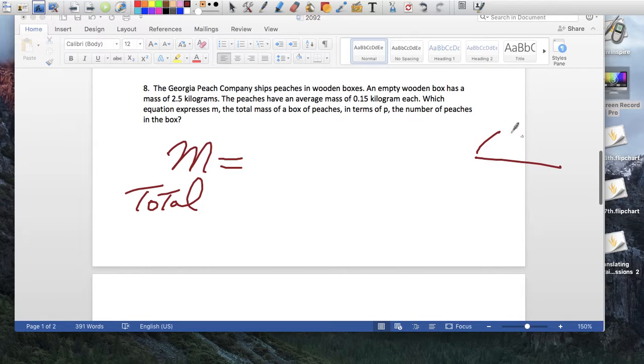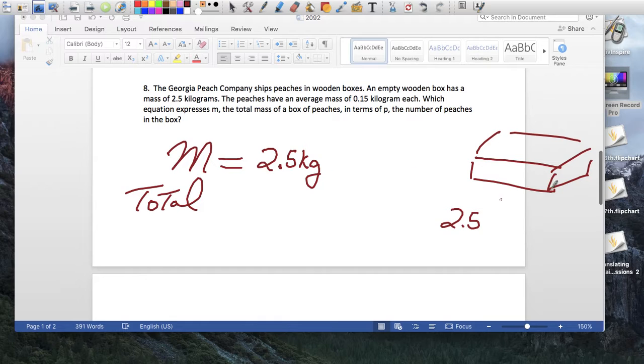So here's a box, right? And it's going to have peaches inside. I know what the box weighs. The box weighs 2.5 kilograms. So the total mass for sure is going to be 2.5 kilograms, right? Because that's the box, an empty box. If it had 0 peaches, it'd be 2.5 kilograms plus 0 peaches, right?